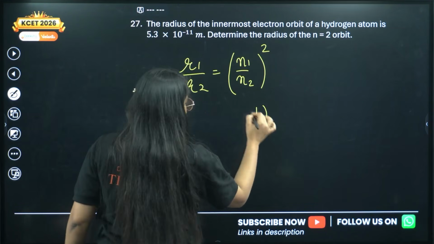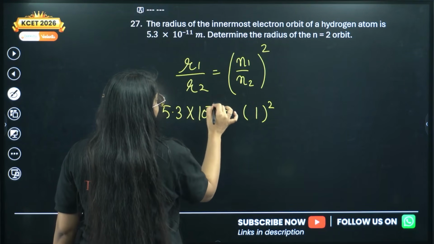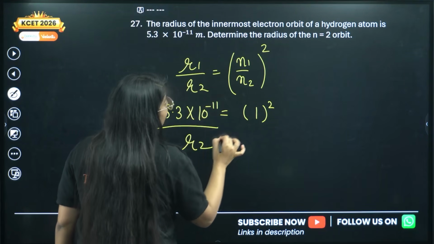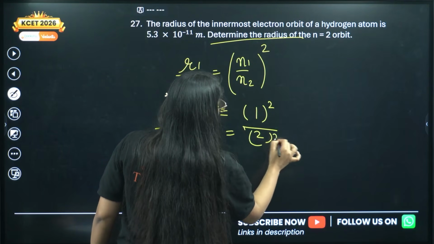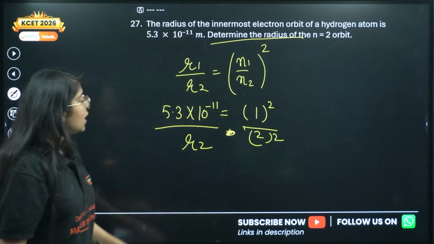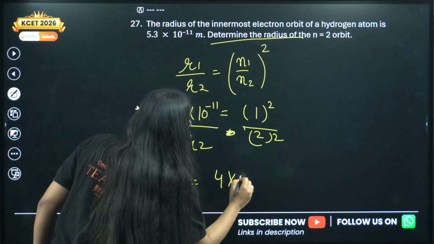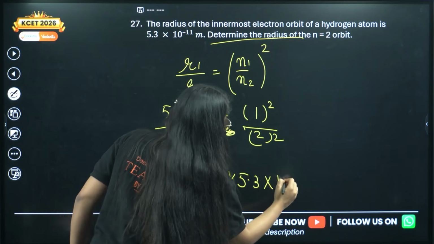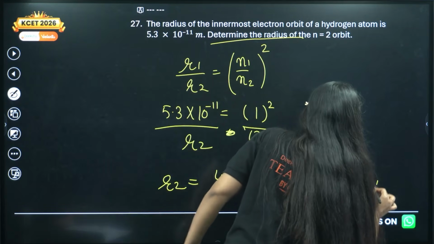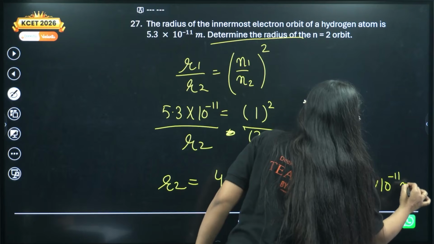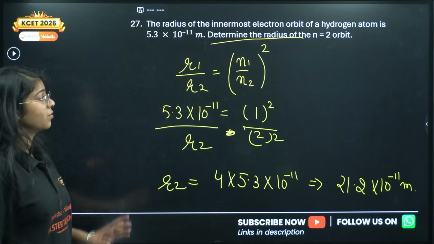So for n equals 1 it is given as 5.3 into 10 raised to power minus 11 meters. R2 we need to find, determine the radius, and n equals 2 is also given, so 2 squared. Correct? This equal to is not needed. So to find R2, we can directly find it from here: 4 into 5.3 into 10 raised to power minus 11. Now this will be 21.2 into 10 raised to power minus 11 meters. Very easy question for your PU2 boards. Okay.